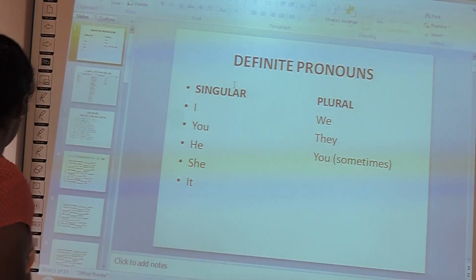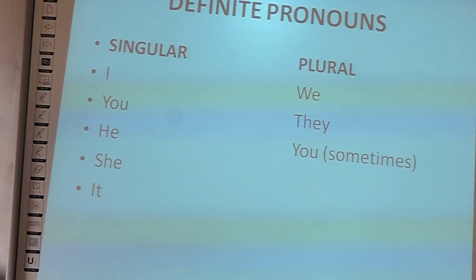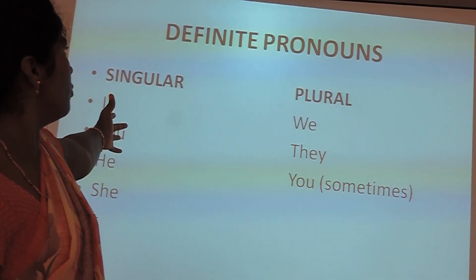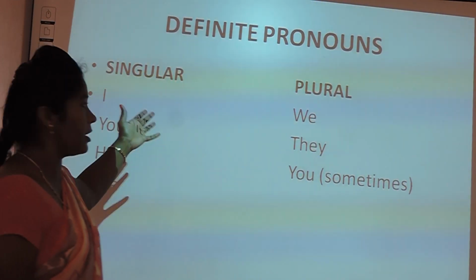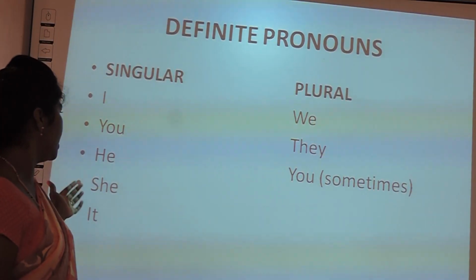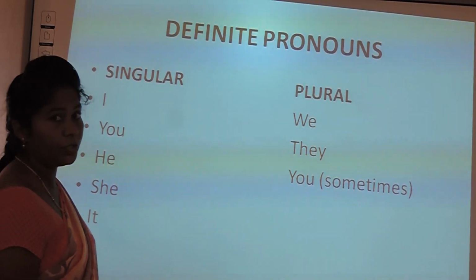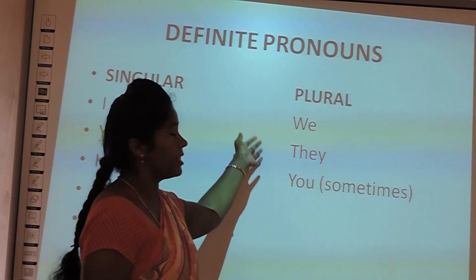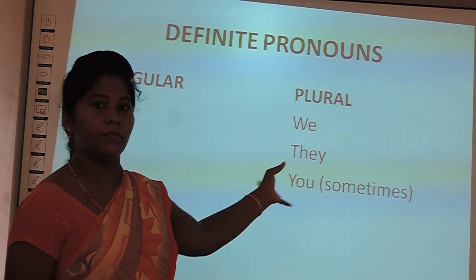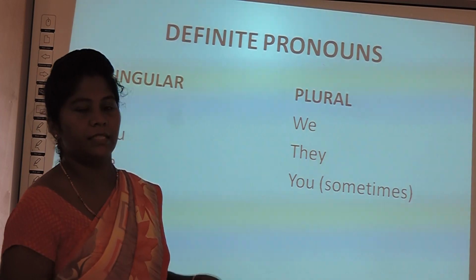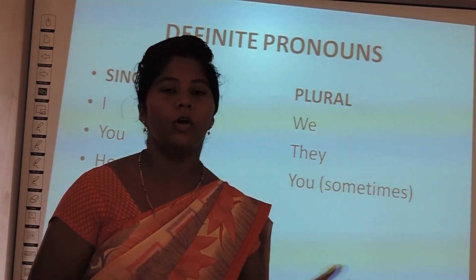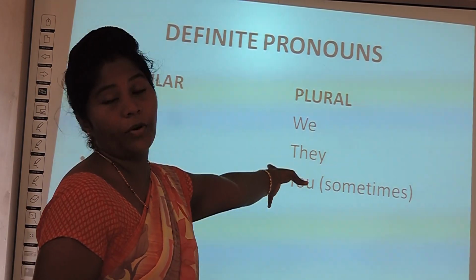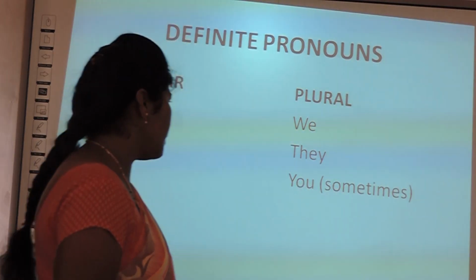So here we have a list of definite pronouns. The singular definite pronouns are I, you, he, she, it, which are going to take a singular verb, and the plural ones are we, they and you sometimes. Now you is sometimes considered singular and sometimes plural. So these are the definite pronouns which are going to take a plural verb.